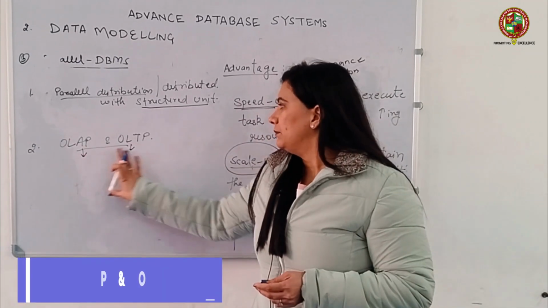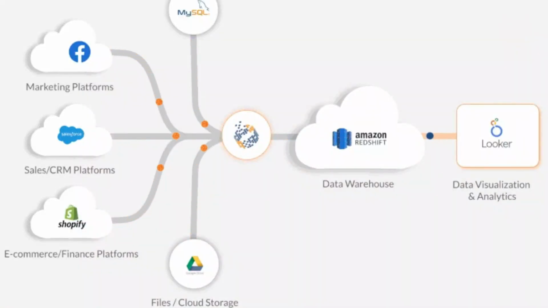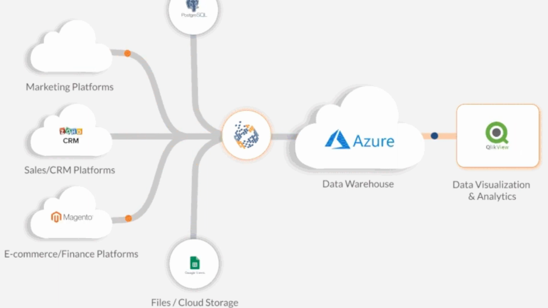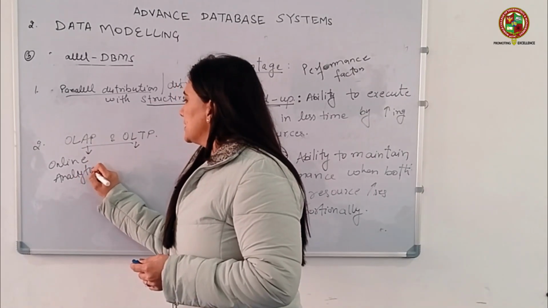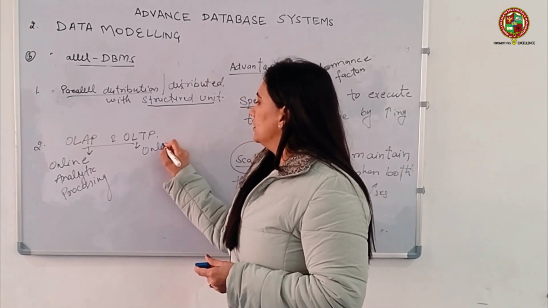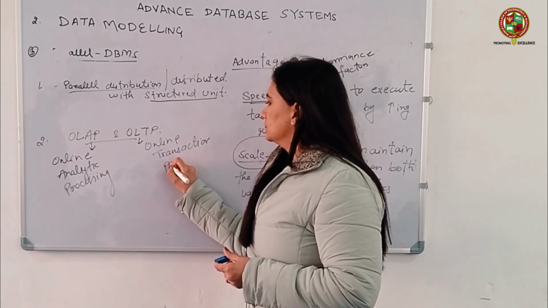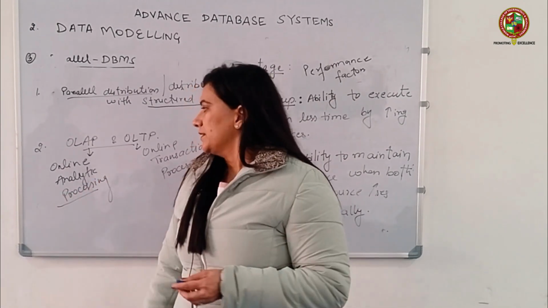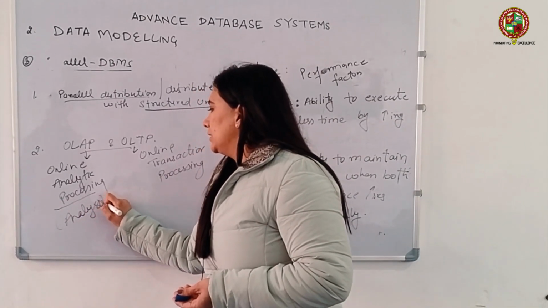So what exactly are OLAP and OLTP? These are concepts of the data warehouse. What exactly is a data warehouse? It is where a large amount of data is stored, right? OLAP stands for online analytical processing, and OLTP is online transaction processing. What is online analytical processing? In OLAP we use analysis of data. That means we are doing data analysis.